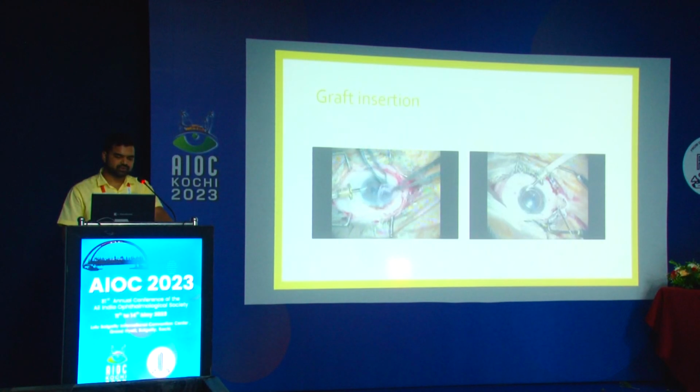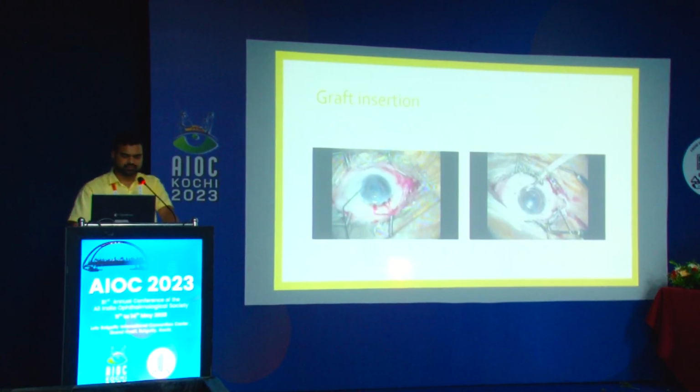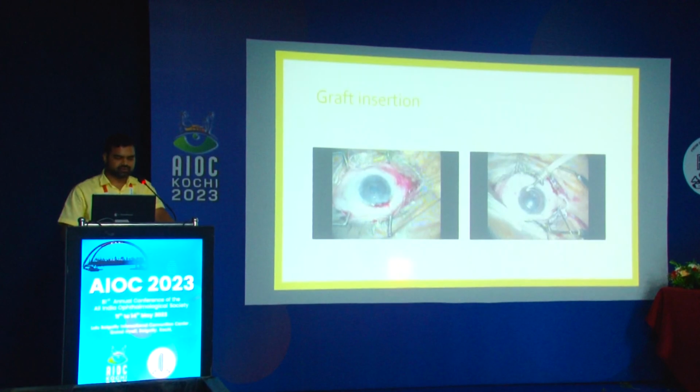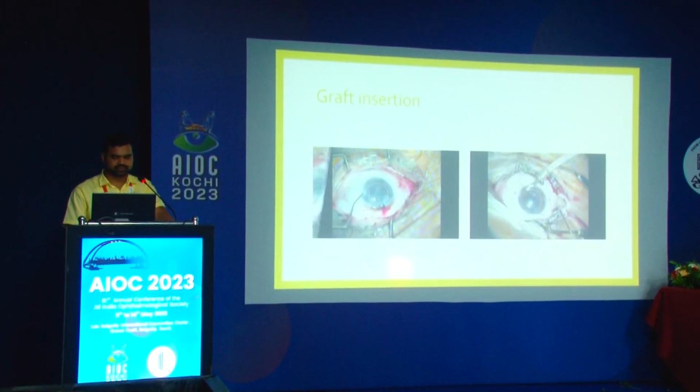Once you have this tissue endothelial side down, you can gently engage with your cystitome and straightforward push it inside the recipient part. Then gently put some BSS and some tapping over the cornea. It will unfurl, and your case is complete. You can put a suture if you want.